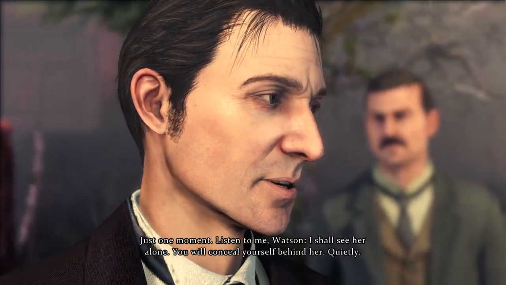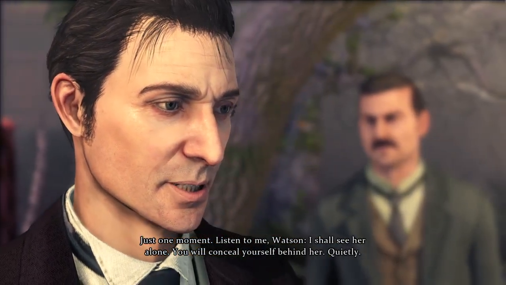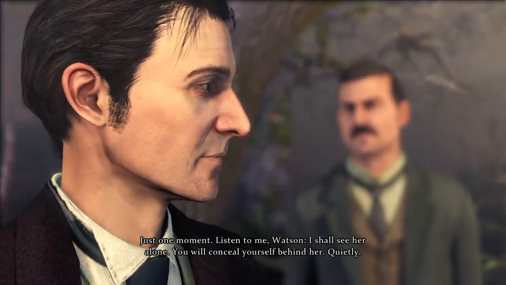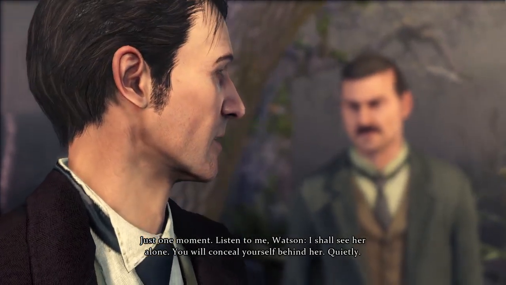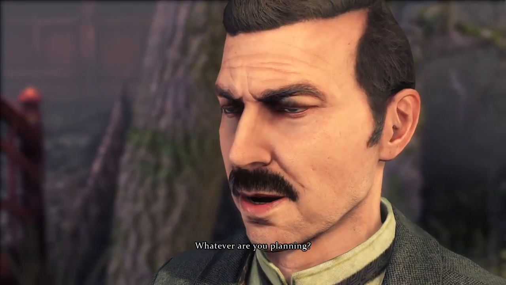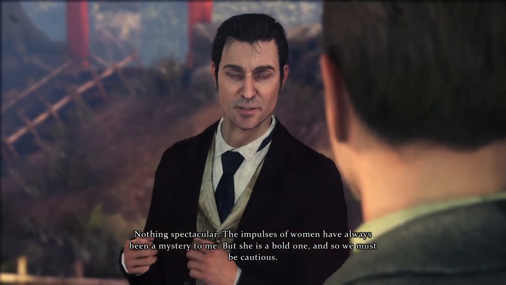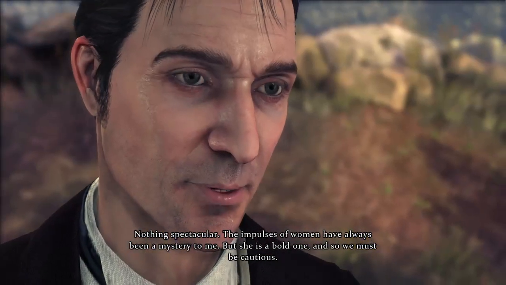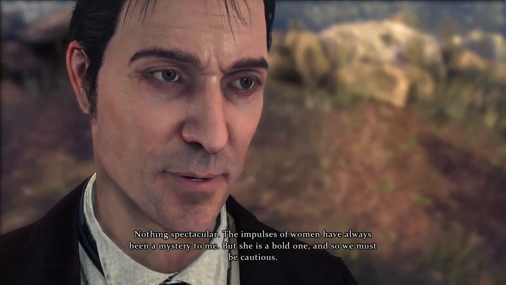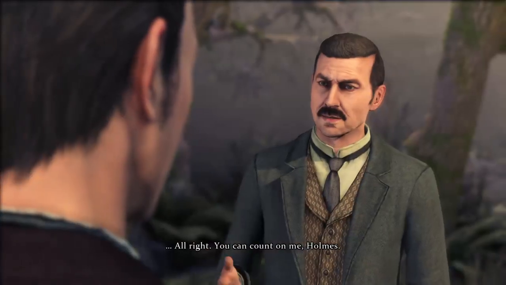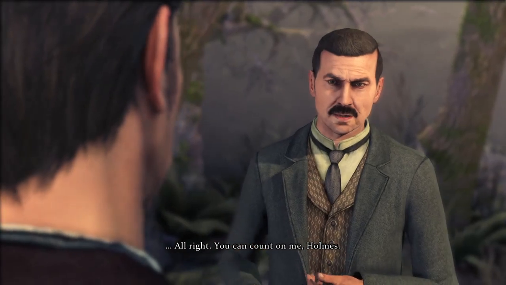Just one moment. Now listen to me, Watson. I shall see her alone. You will conceal yourself behind her, quietly. Okay. Whatever are you planning? Nothing spectacular. The impulses of women have always been a mystery to me. But she is a bold one, and so we must be cautious. All right. You can count on me, Holmes. Nice to hear, Watson.